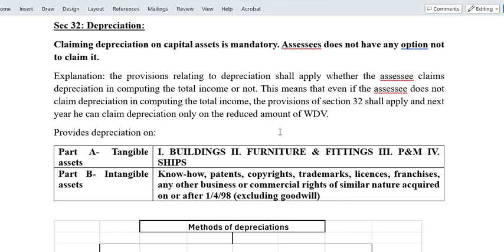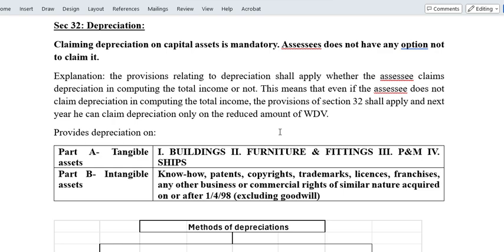Depreciation is mandatory. You cannot say I will not claim depreciation this year and whenever I feel like claiming, I will claim it. Because if you do like that, the problem is that your WDV, written down value, will be different for different people.